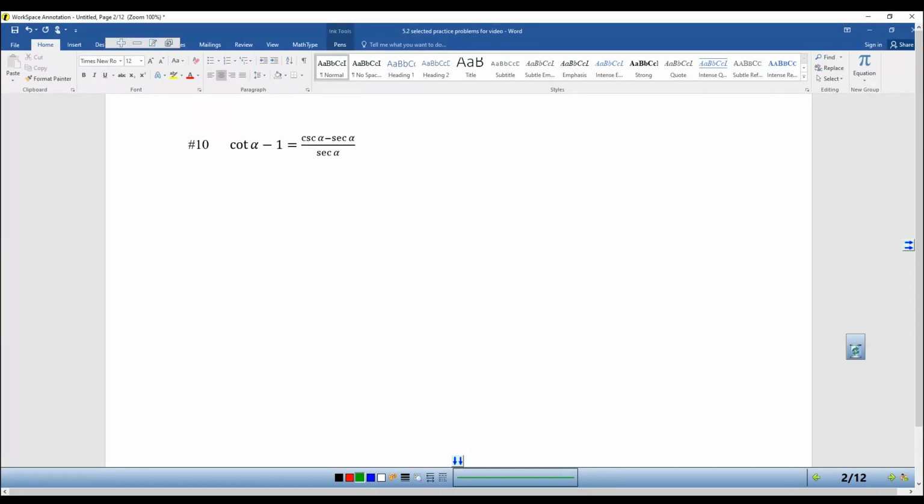Number 10. So this time I actually think I'm going to work on the right. I see one denominator, but two terms in the numerator. So I'm going to try splitting that up. Secant of alpha minus secant of alpha over secant of alpha. And then this is nice.